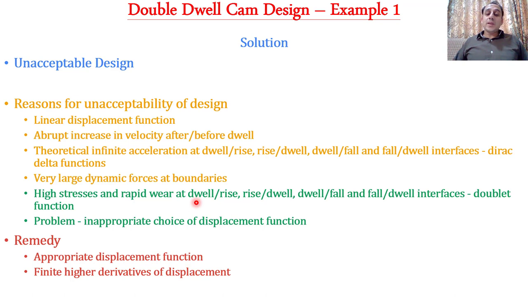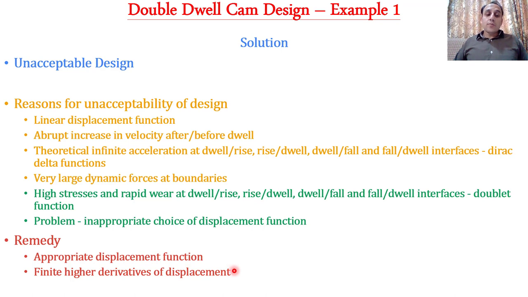What is basically the main issue because of which we are getting these abrupt changes in velocities and, due to that, the infinite acceleration? That is the wrong selection of the displacement function. The mathematical function which we used for the displacement of the follower from 0 to 1 inch was incorrectly chosen. So this linear function cannot be used in cam design. We have to look for some other mathematical functions. Okay, so what is the remedy? How can we improve this design? By looking for some other mathematical functions.